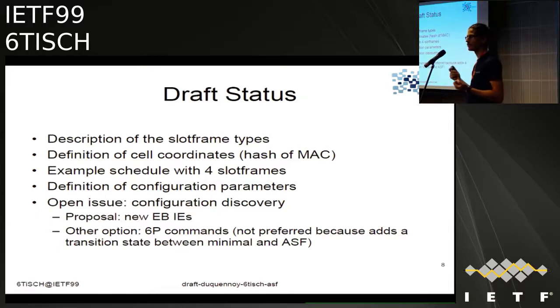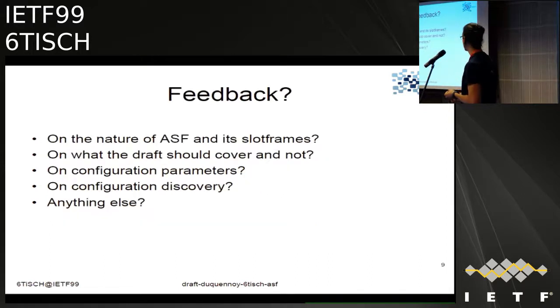As you join the network, you should know which slot frames you're going to have and how to maintain them. So here, what I mean is the rules that tell you what the lengths of the slot frames are, which cells are receiver based, sender based, which one has a rendezvous, etc. The other option is to do it with 6P commands. This is just a feedback slide. So if you have feedback on any of those, on the design itself, what the draft should cover, how to discover configuration, and so on.